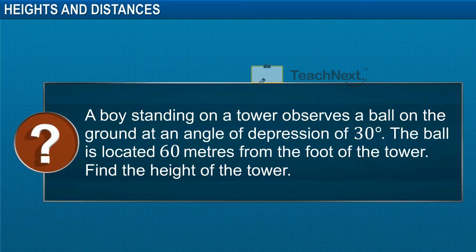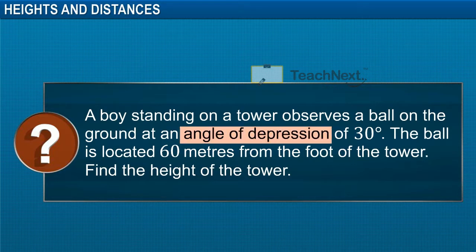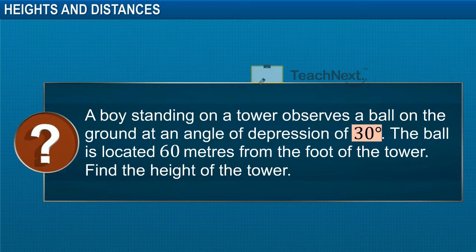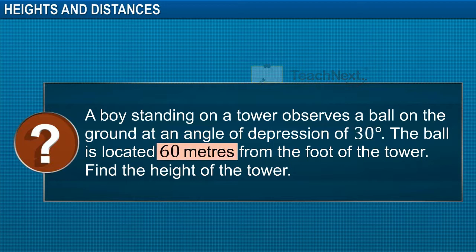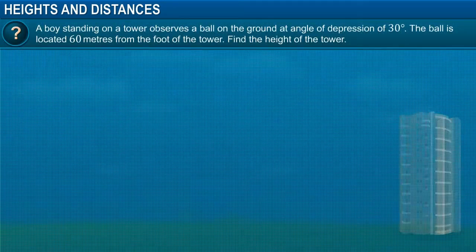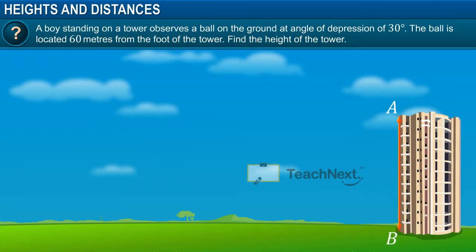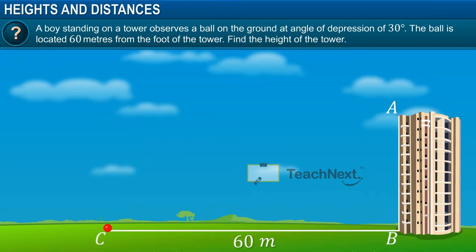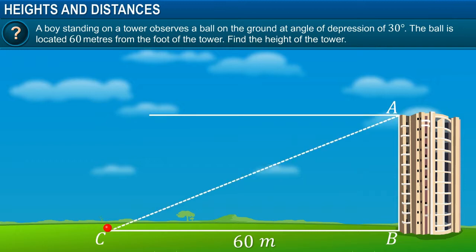A boy standing on a tower observes a ball on the ground at an angle of depression of 30 degrees. The ball is located 60 meters from the foot of the tower. Let's find the height of the tower using the angle of depression. Let AB represent the tower. The ball is located 60 meters away from the foot of the tower. The boy observes the ball at an angle of depression of 30 degrees.